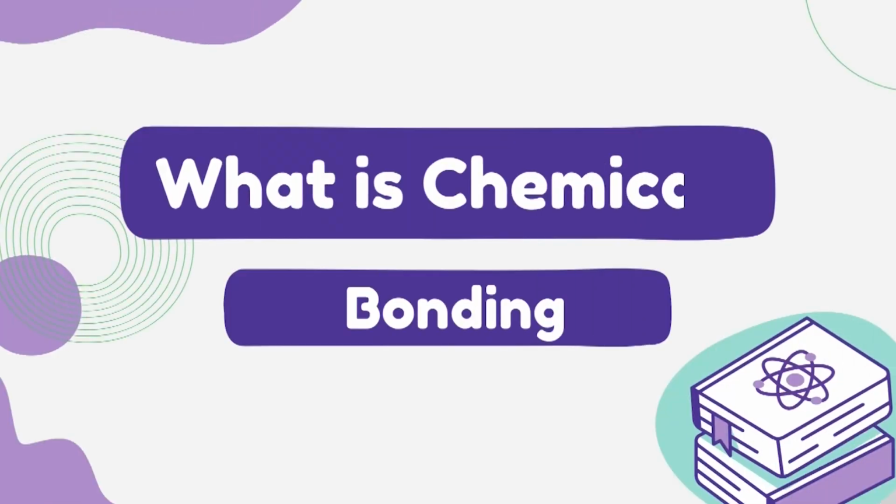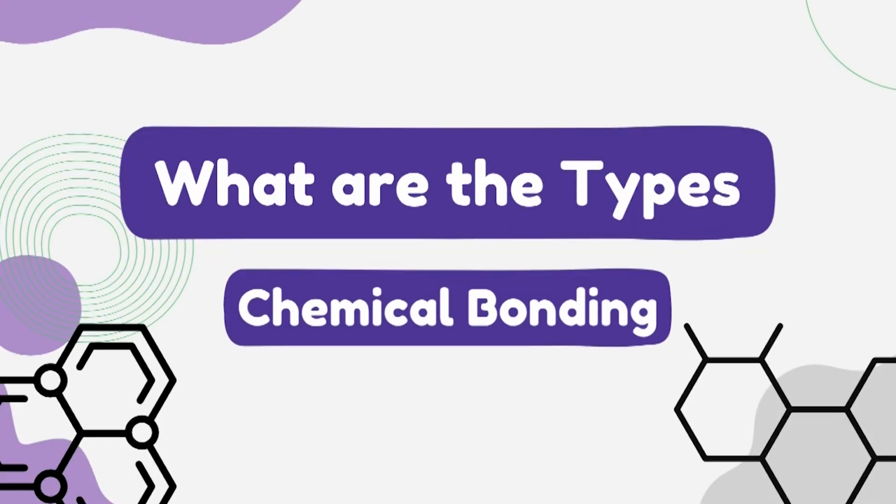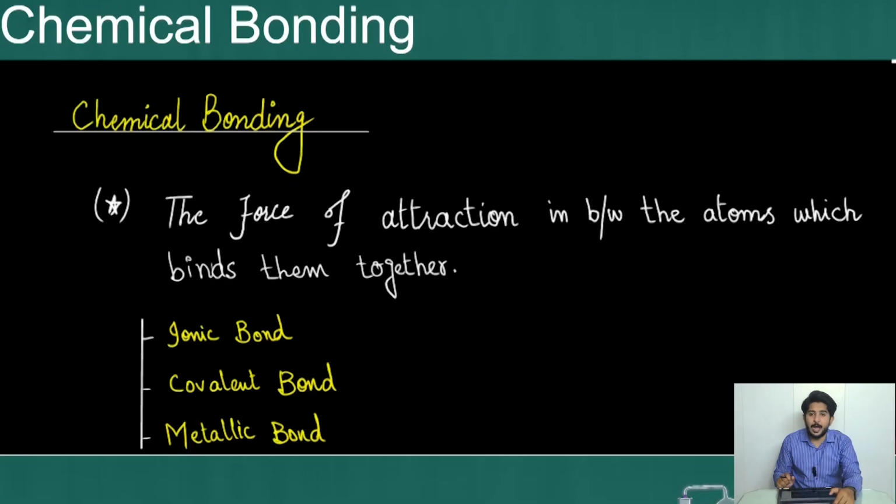Chemical bonding. What is chemical bonding and what are the types of chemical bonding which we have to discuss in terms of the 5070 syllabus of O levels and the IGCSE syllabus? We will cover this video keeping that in mind. All right, so let's have a look at the screen now, what chemical bonding is.